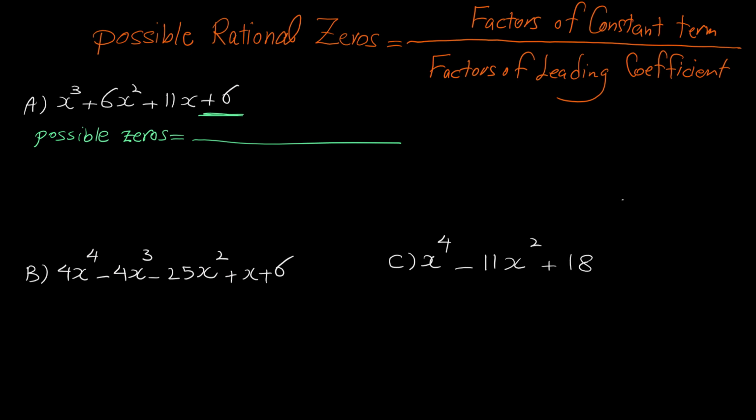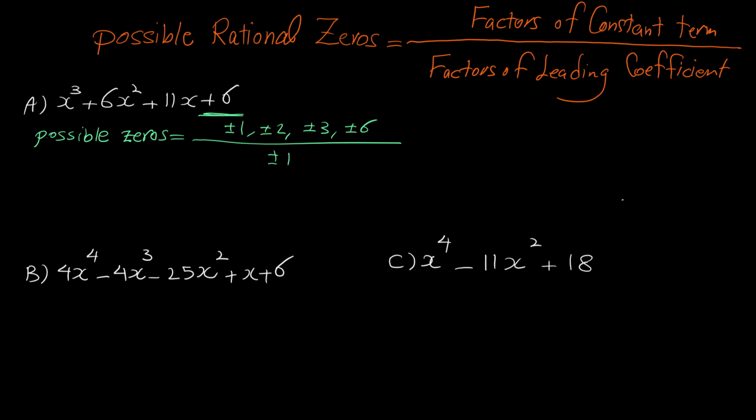possible rational zeros are in the form of factors of the constant. What are the factors of 6? Plus minus 1, plus minus 2, plus minus 3, plus minus 6. What are the factors of the leading coefficient, which is 1? Plus minus 1. Very simple.